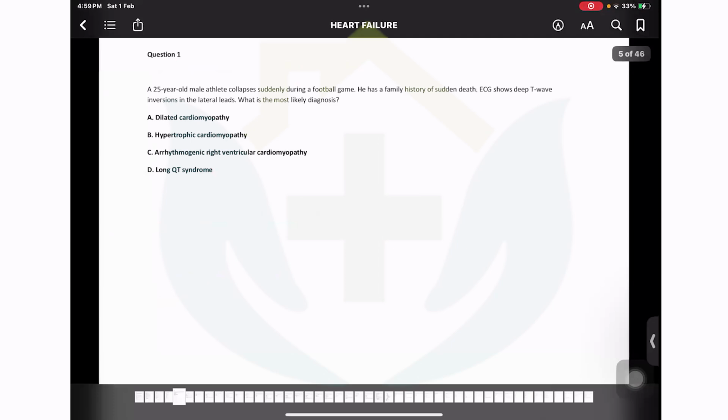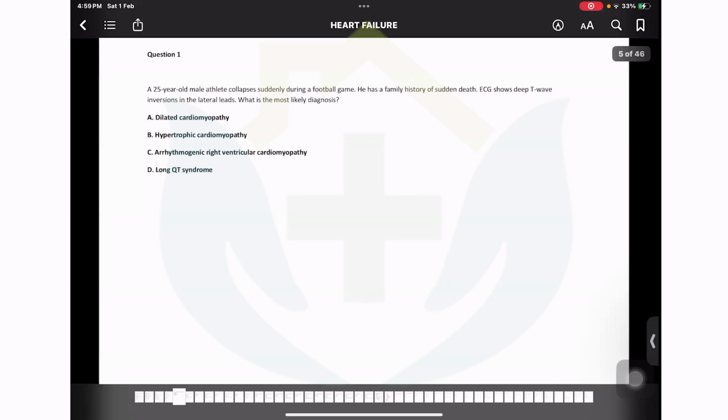So there is a 25-year-old male who is an athlete and collapses suddenly during a football game. He has a family history of sudden death. ECG shows deep T wave inversions in lateral leads. So what is the most likely diagnosis?